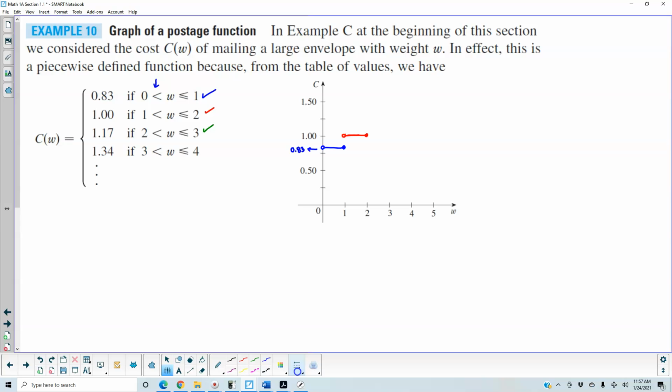$1.17. So where does $1.17 on our y-axis, or our C-axis, locate? It can be just below $1.25. So it's $1.17. So now at 2, we're going to have an open circle because we can't include the 2. And it's going to go all the way to 3.